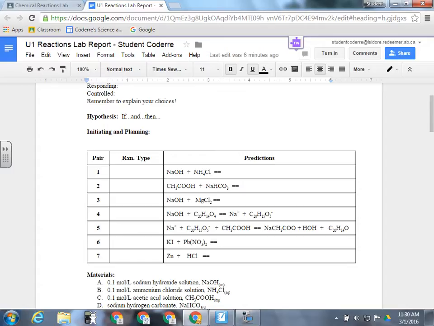So there's going to be 7 different pairs of things that we're going to mix together tomorrow. Sodium hydroxide and ammonium chloride. Acetic acid, or hydrogen acetate, and sodium hydrogen carbonate. Sodium hydroxide and magnesium chloride. Sodium hydroxide and phenolphthalein. That's what this big long thing is.